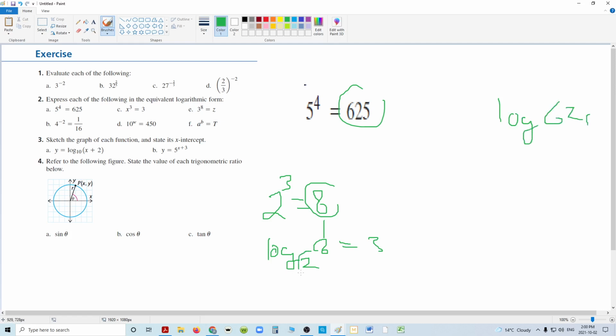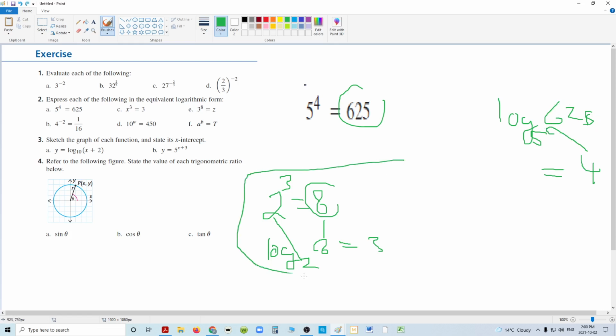That means the base comes from whatever you're putting to the exponent, log base 5. So this is saying, what do I put to a power of 5 to get 625? And you put equals 4. 4 is what you put to the power of 5 to get 625.